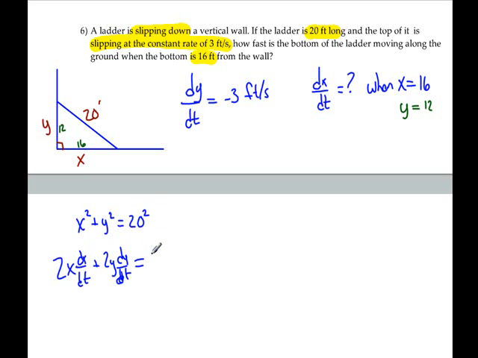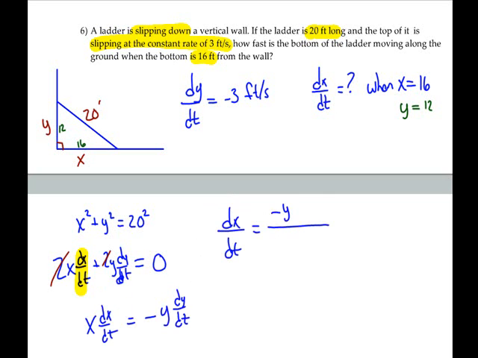20 squared, the derivative of that is 0. Derivative of constant 0. I can divide both sides by 2 and knock those guys out. So I've got x dx dt plus y dy dt is equal to 0. I'm trying to find dx dt, so let's make sure we isolate that. So x dx dt would equal the opposite of y dy dt. If I totally isolate dx dt, I'm going to have to divide by x on both sides. So dx dt is equal to the opposite of y dy dt, all divided by x.